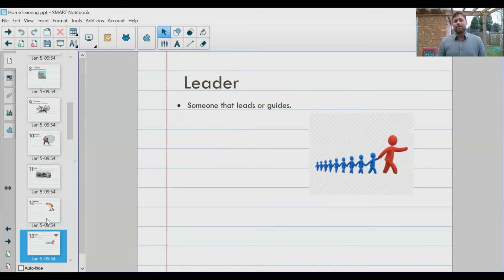And a leader is someone that leads us or guides us. Doesn't necessarily have to be a king or a queen. At our school, we have Mrs. Bowen, who's our head teacher, and she is our leader. So a leader is someone that leads and guides us.